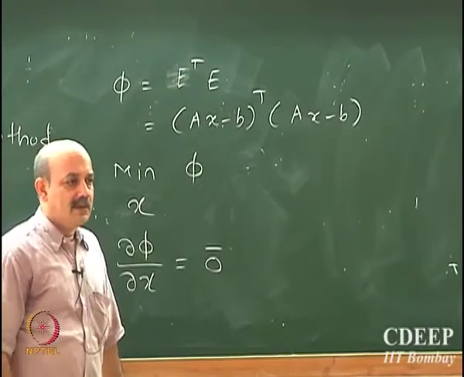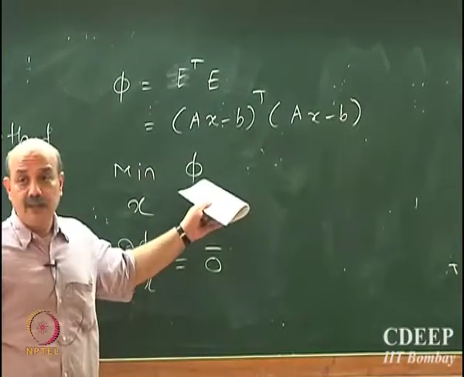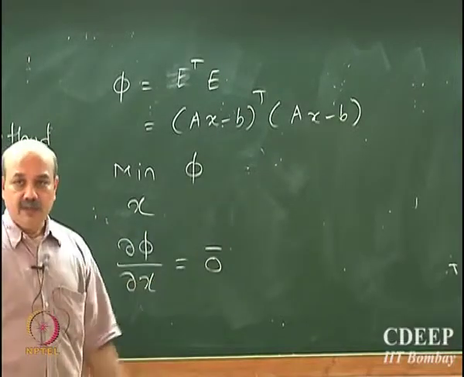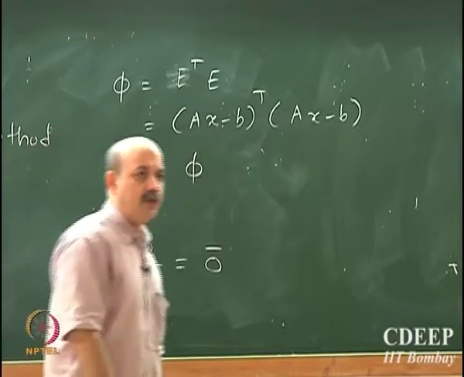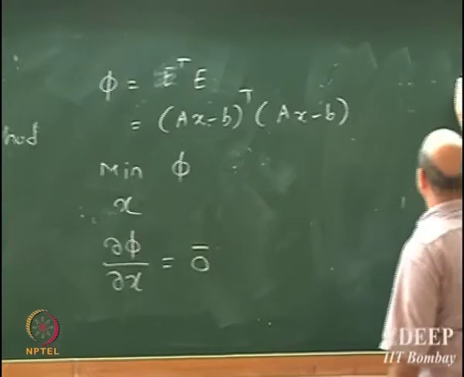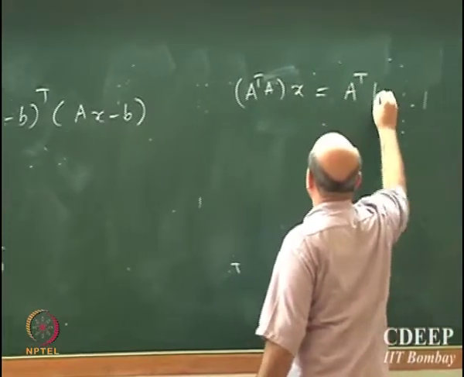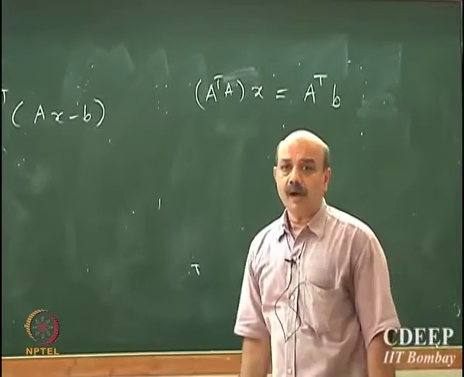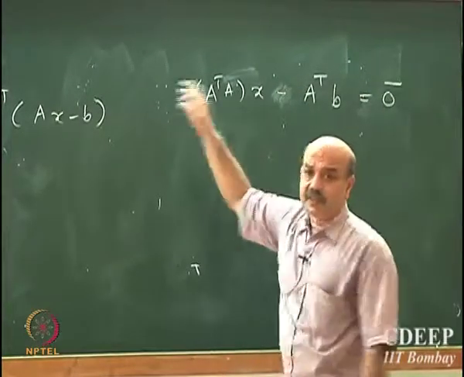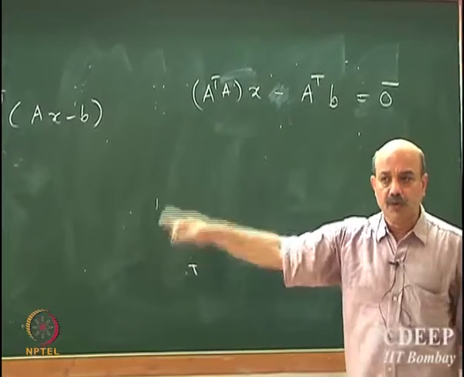If I use the rules of differentiation of a scalar function phi, is phi a scalar function? Phi is a scalar function, right? I am differentiating a scalar with respect to a vector. We have looked at the rules of differentiation of a scalar with respect to a vector. If I use those rules, what I will get is this equation: A transpose A x is equal to A transpose b. I will get A transpose A x minus A transpose b equal to 0. If I differentiate and set the derivative of phi equal to 0, I will get this equation.